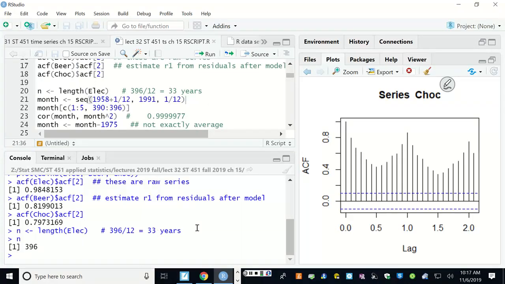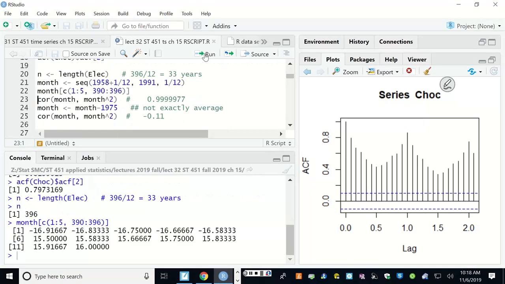And we could try to model the time sequence, right? So we need a variable that tells us the time. We could do 1 to 396. Or we could do a sequence that goes 1958 plus 1/12, right? So that's January, and then up to 1991 by 1/12 would be one way of writing out the months. So this little sequence here of months, I wanted to show you a little bit of what that looks like.